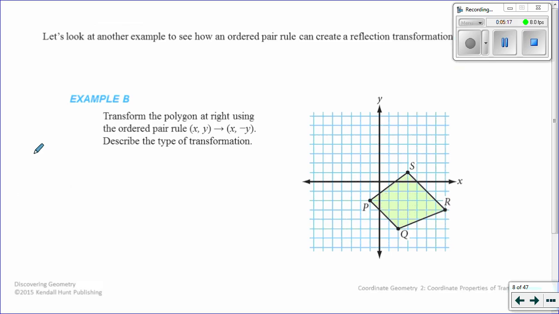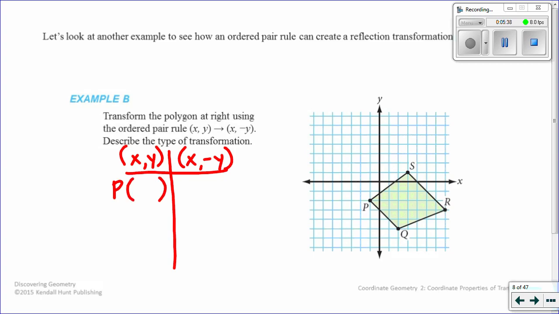Okay, so let's take another example right here. Now this one looks a little bit different, right? So again, I'm going to do my table of values, and I have x, y, and now I have x, negative y, or the opposite of y. So let's take P, because the ordered pair for P is going to be negative 1, negative 2. I'll make that a little more clear. So what is my new P prime going to look like? Again, that image is going to be called prime, so you use that hash mark for your prime, and it is going to be x, negative y.